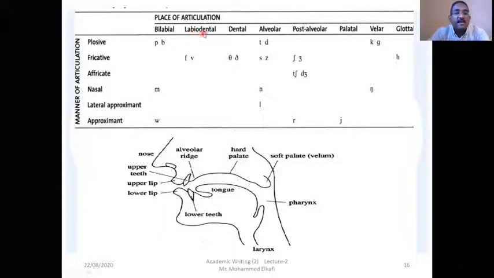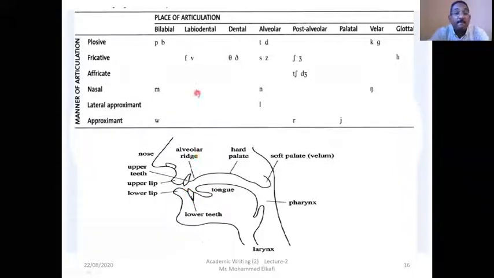Here also we'll find what? The labiodental. Okay, it's a place of articulation. The second place of articulation, labiodental consonants. When you say labiodental, as in fa and va, fa and va.